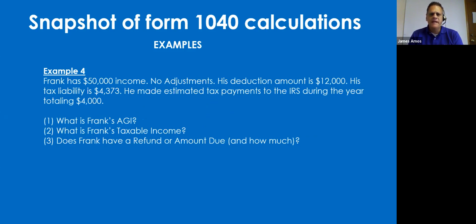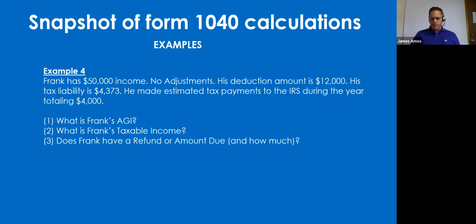He made estimated tax payments to the IRS, and just to clarify, because we haven't yet talked about estimated tax payments, those are where he himself paid some payments to the IRS during the year because he felt like he might not have paid enough. So he made estimated tax payments to the IRS during the year totaling $4,000. Estimated tax payments are treated just like money taken out of your paychecks and given to the IRS.